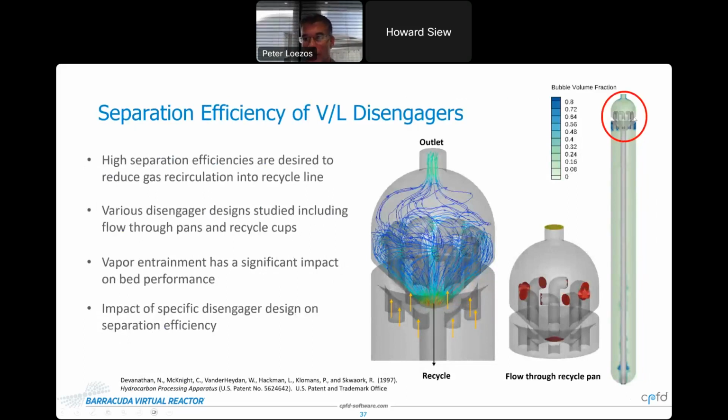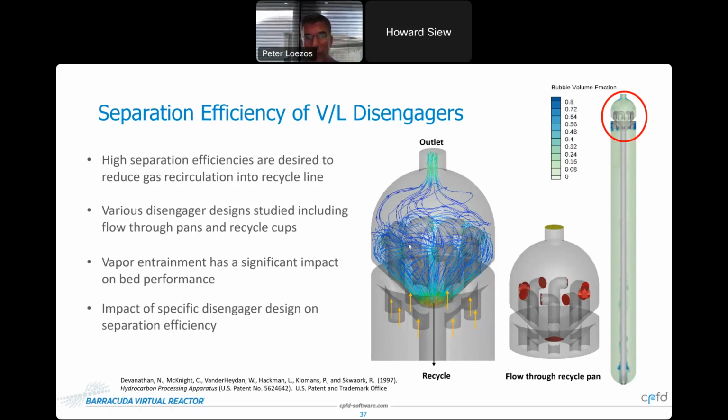So if we go to the other end of the reactor, the very top, we're looking at the design of the vapor liquid disengager. Here you want high separation efficiencies to reduce the amount of gas that's recirculated into the recycle line. So we've been studying various disengager designs, including what's called flow-through pans and recycle cups. An example of that's given here. This is a flow-through recycle pan. In this design, the vapor and the liquid go through what I'll call bypass tubes and are discharged above the cup and above the entry of the recycle line at a height and in a manner that promotes effective disengagement of the vapor.